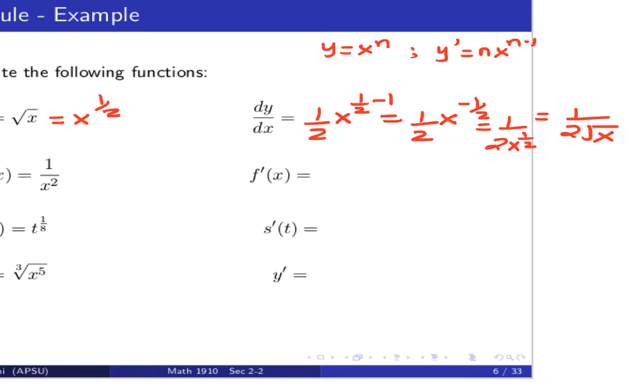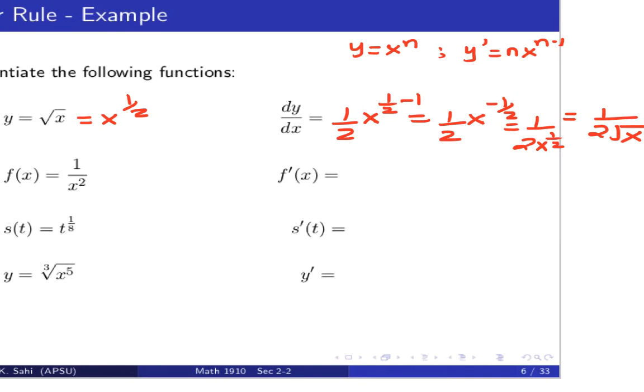Okay. Now let's look at the next function: f(x) is 1 over x squared. Now once again, this is not in the proper form for our power rule to be applied. Now the x is in the denominator. You have to get the x in the numerator. Now again, we're going to use our exponent properties. When x is taken from the denominator to the numerator, we all know that we change the sign of the exponent. So it's now going to become minus 2.